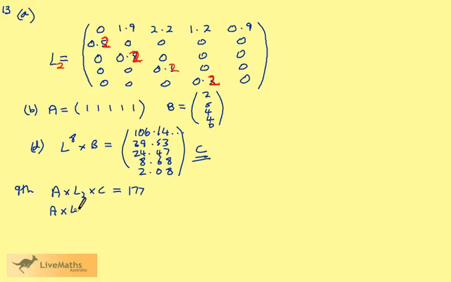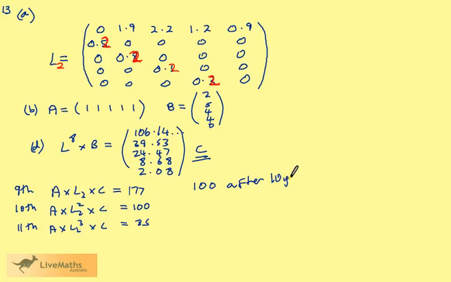A times L2 squared times C gives me 100, and A times L2 cubed times C gives me 85. So this is the 10th year, this is the 11th year. So I can now state it's 100 after 10 years, and it's fallen below 100 to 85 after 11 years.